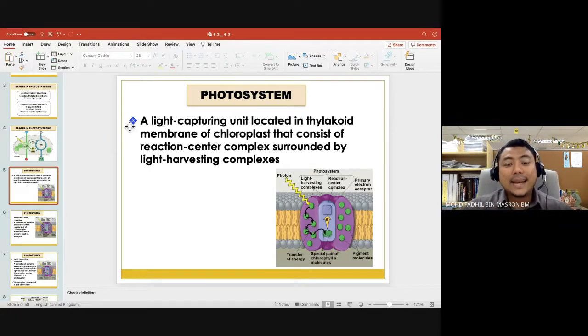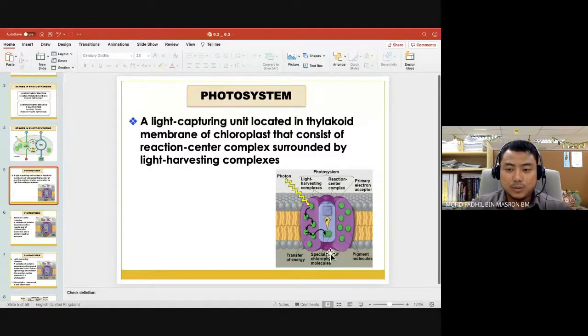So it is a light capturing unit. So dia adalah unit untuk tangkap cahaya, untuk capture unit. Okay, capture unit, capture light. A unit located in thylakoid membrane of chloroplast that consists of a reaction center complex. Yeah, this is the reaction center complex. Tengah-tengah semua ni surrounded by light harvesting complexes.